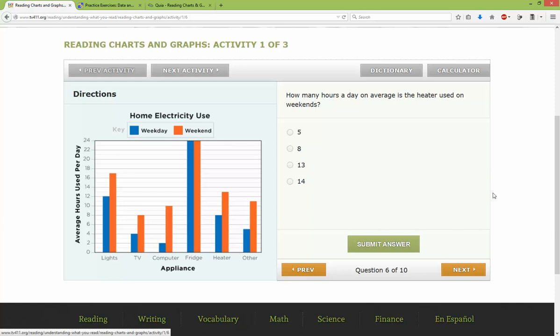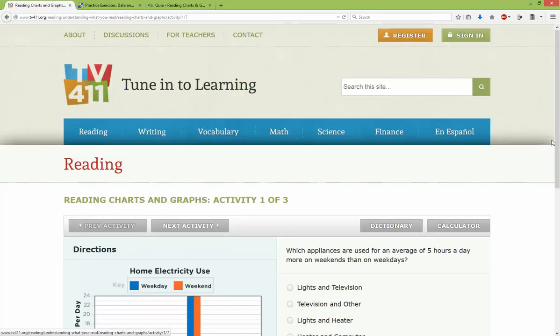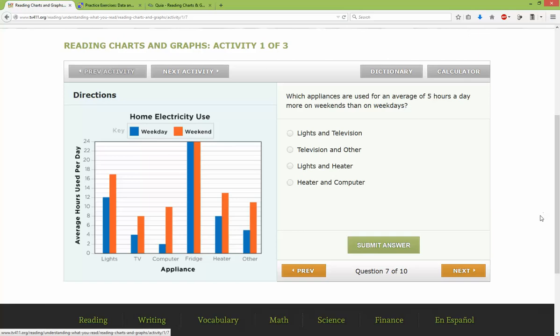How many hours is the heater used on the weekend? All right. Okay. Now what's the answer? 13. Good. Not absolutely right this time. The orange bar. It's already very orange. All right. Which appliances are used for an average of 5 hours a day more on weekends than on weekdays? Okay. So we'll let everyone think.